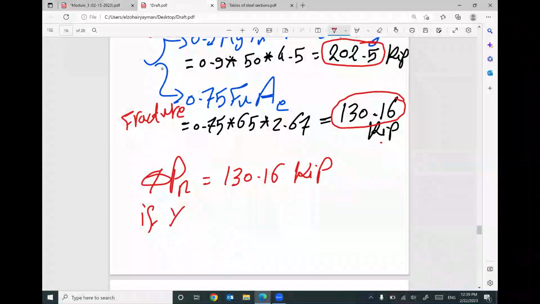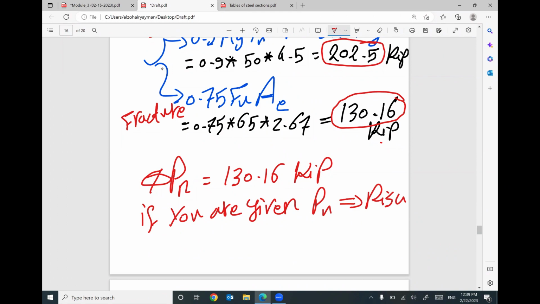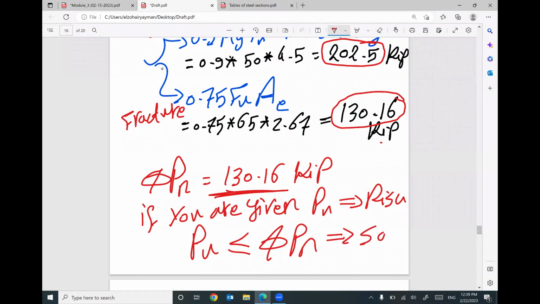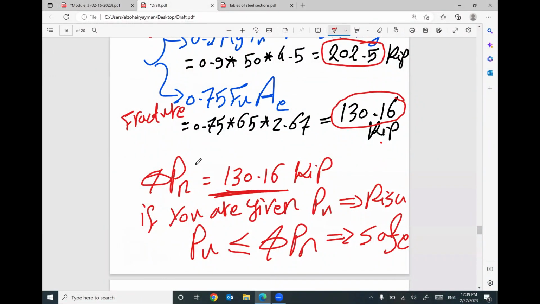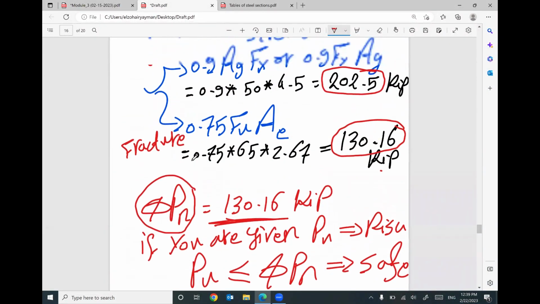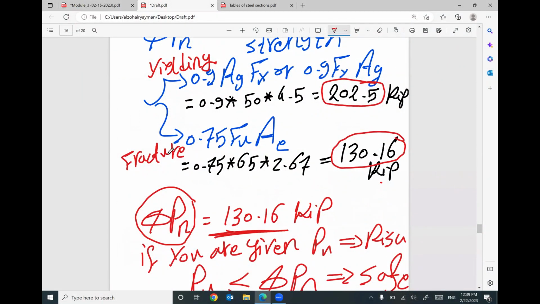If you are given P ultimate from RISA, coming from structural analysis, make sure your P ultimate is smaller than or equal to Phi PN, which is 130.16, to make your member safe. That makes sense? This is how to make sure your member is safe if everything is given. But if you need only to figure out the design strength of your member, which is phi PN, you have two values, satisfy yielding and satisfy fracture. Which value am I going to use? The smallest value.